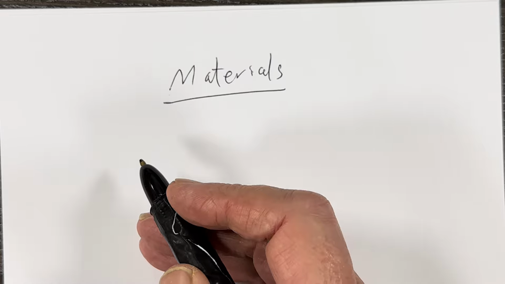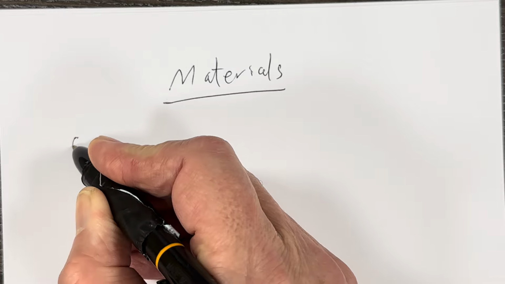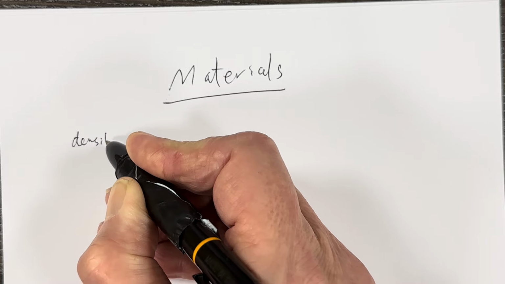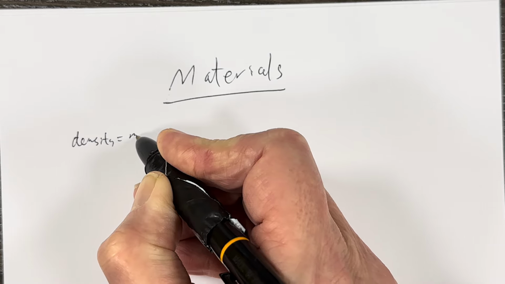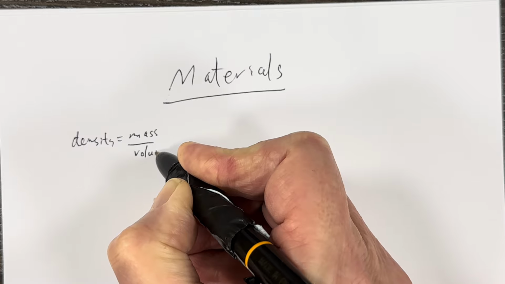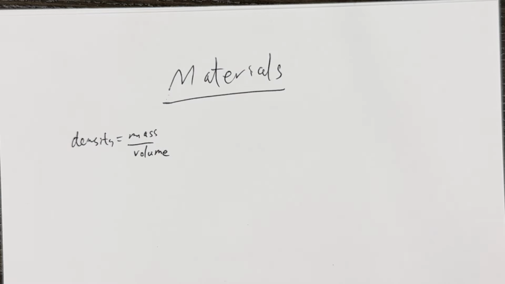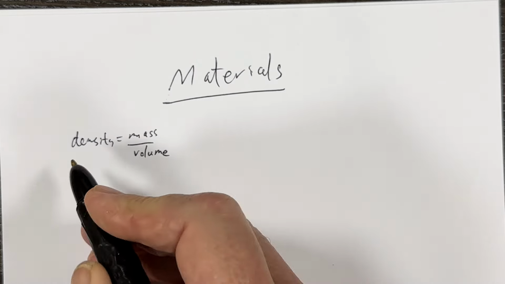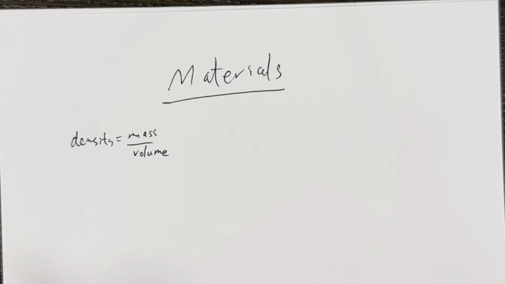Just get a few really easy bits out of the way to start with. We've got density is equal to mass divided by volume. Mass in kilograms, volume in meters cubed, density in kilograms per meter cubed.